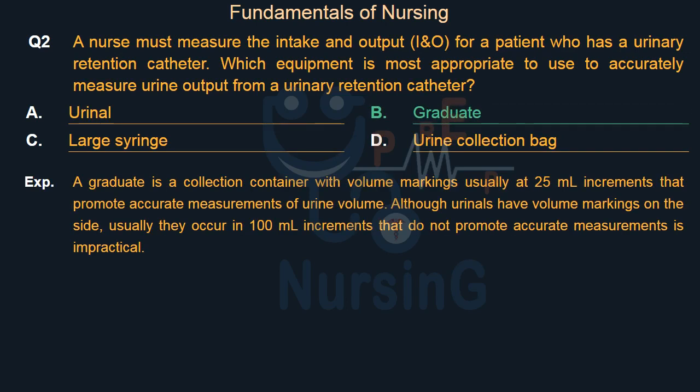Graduate. A graduate is a collection container with volume markings, usually at 25 milliliter increments, that promote accurate measurements of urine volume. Although urinals have volume markings on the side, usually they occur in 100 milliliter increments that do not promote accurate measurements.